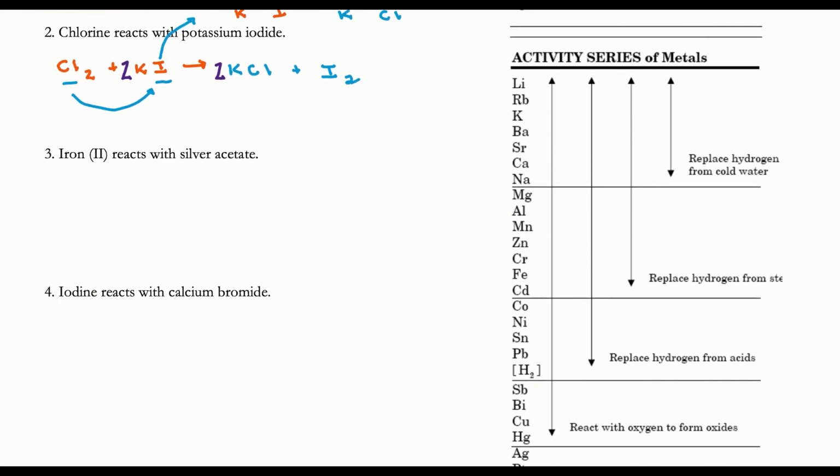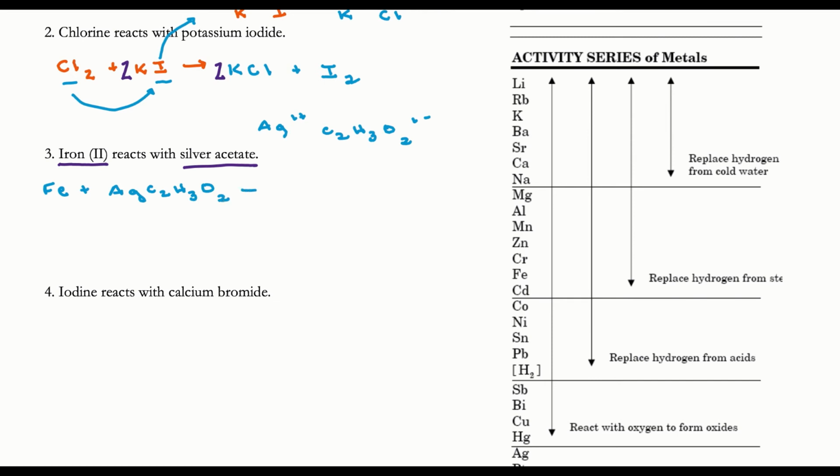All right, iron 2. I'm just writing iron 2 to let you know that the charge of iron in this problem will be 2+ when it forms an ion. It reacts with silver acetate. So I've got to write this out. Iron is Fe. It reacts with silver acetate. Silver is Ag with a 1+ charge. Acetate is one of my polyatomic ions, C2H3O2-. So when I cross charges, that gives me AgC2H3O2.